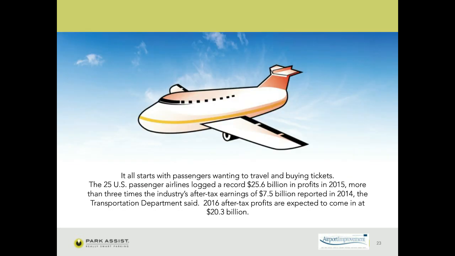It all starts with passengers wanting to travel and being able to buy tickets. 25 U.S. passenger airlines logged a record $25.6 billion in profits in 2015, more than three times the industry's after-tax earnings of $7.5 billion reported in 2014, according to data from the Transportation Department. 2016 after-tax profits are expected to come in at plus $20 billion.